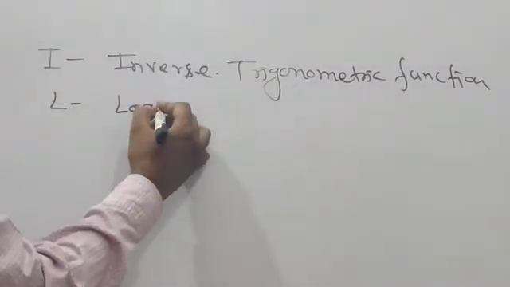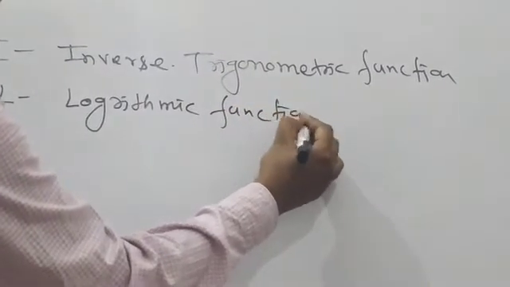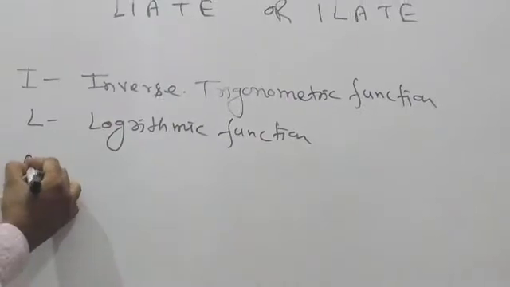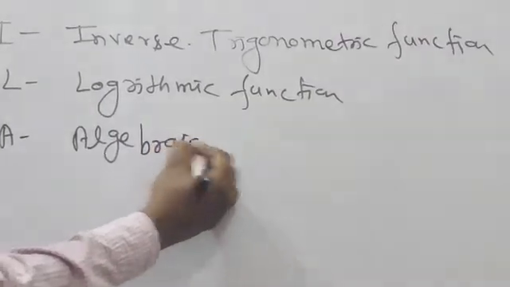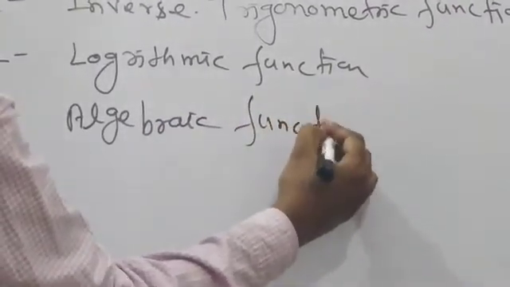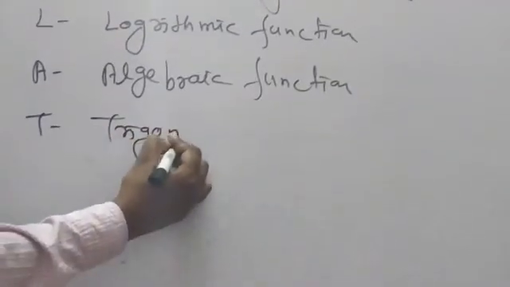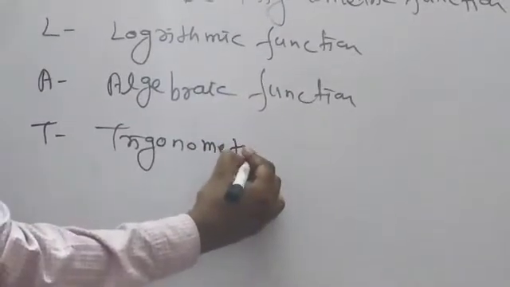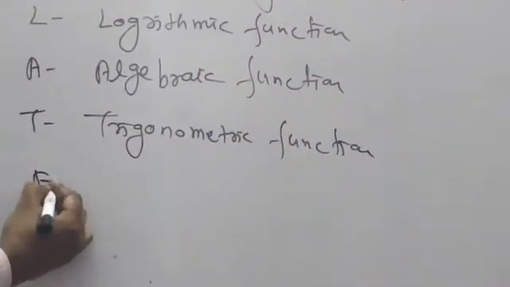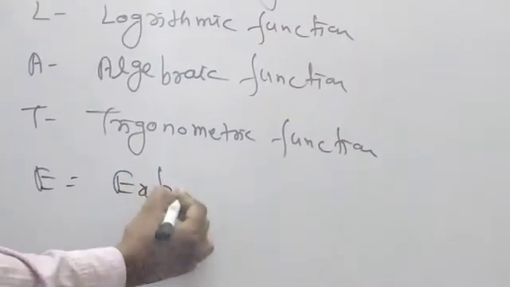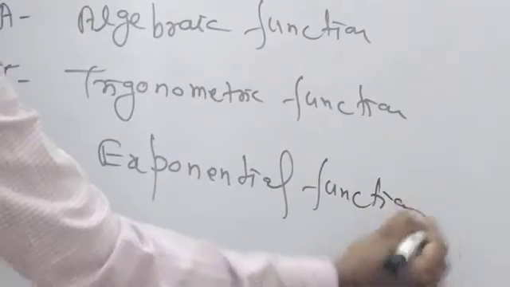Logarithmic function. A for algebraic function. T for trigonometric function. And E for exponential function. Understood?